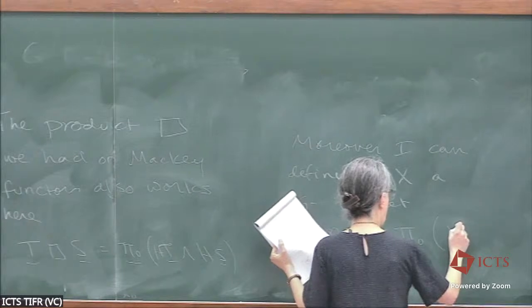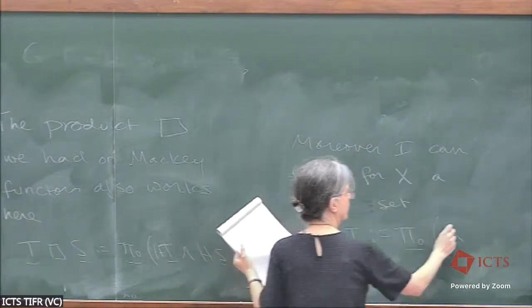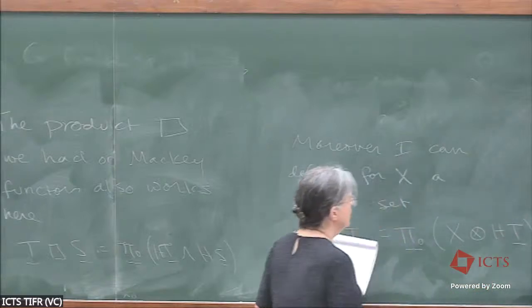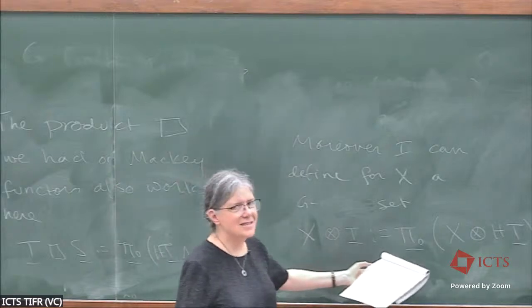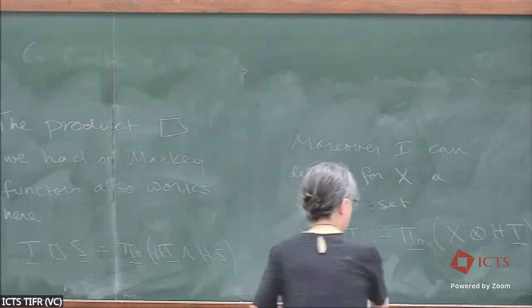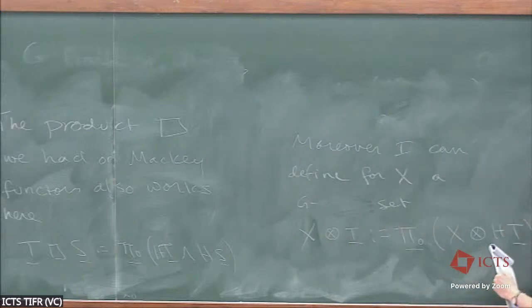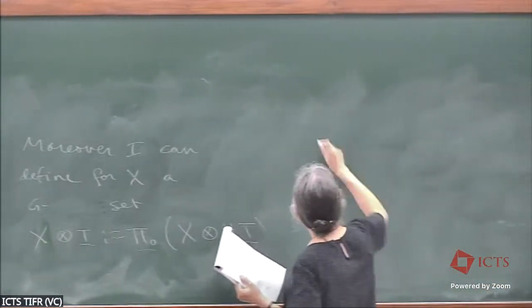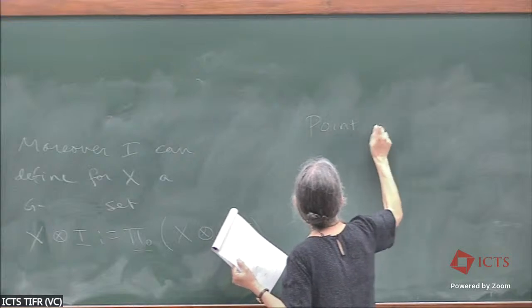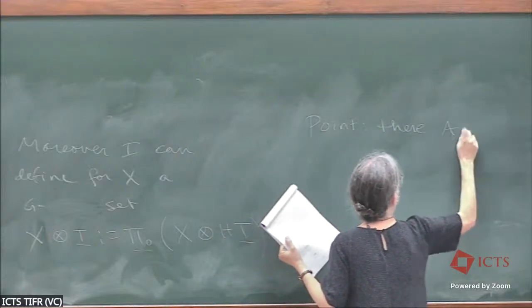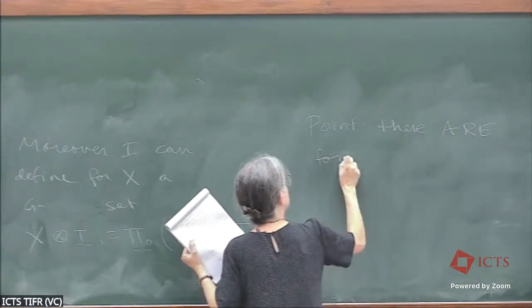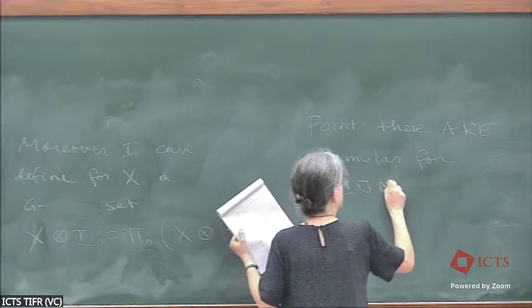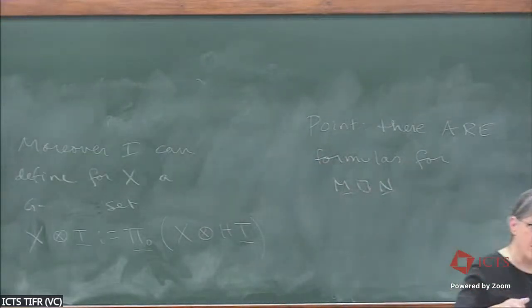Oh, this is X. Okay, that's why it looks weird. X tensor H T. So you're saying, why is this easier to calculate than this? The point is that there are formulas for it. There are formulas for M n.